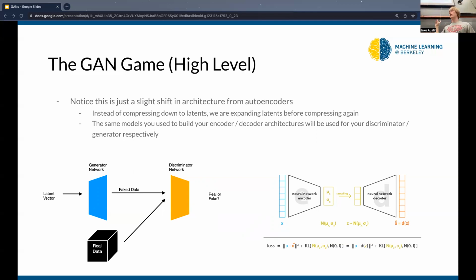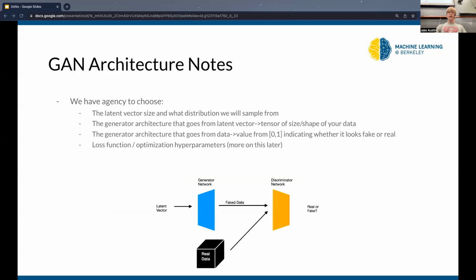The difference is, whereas in autoencoders we're training jointly, the encoder and the decoder were working together to try and best reconstruct images. With GANs, our discriminator and generator network are competing against one another. But other than that, the same techniques, the same architectures you use for your encoder and decoder will work exactly the same for your discriminator and your generator, respectively. So it's not a terribly large conceptual jump, or a jump in terms of what you need to actually go and implement. Yeah, that's what I want you to take away.